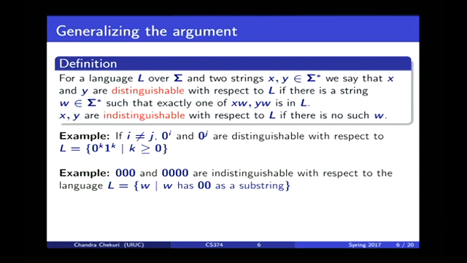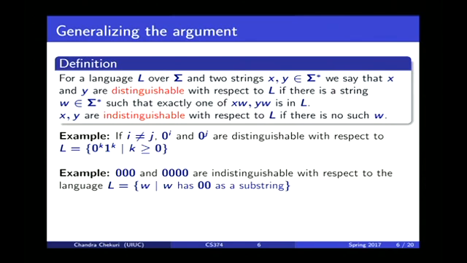Okay, here is another language. The language is w has 0, 0 as a substring. Now I claim that 3 zeros and 4 zeros are not distinguishable. Why is that? Because both of these are already in the language. If I add a suffix to them, they'll still be in the language. Whatever suffix I add to both of them, they will always be in the language, because they already have 0, 0 as a substring. So these are indistinguishable with respect to the language, okay?